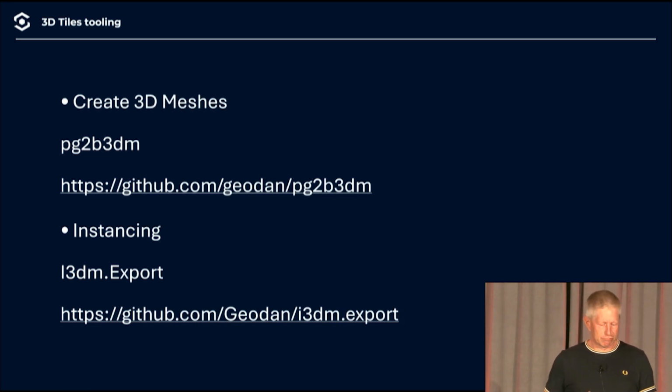So based on this library, we created two tools. One is for 3D meshes. It's called pg2b3dm. And the other one is for instancing. And this one is called i3dm.export. Maybe some of you have used these tools. Some maybes. That's okay.